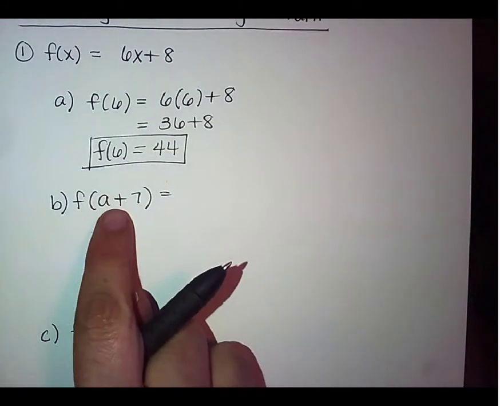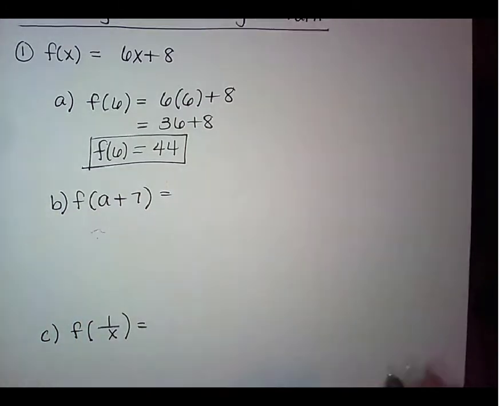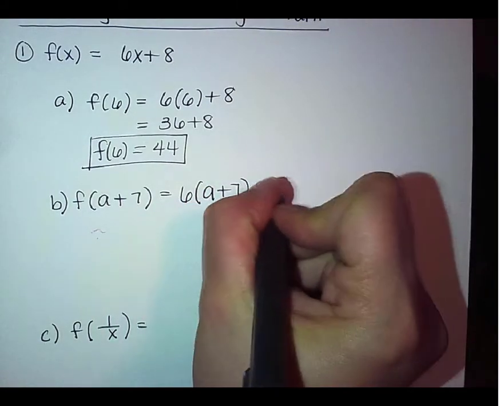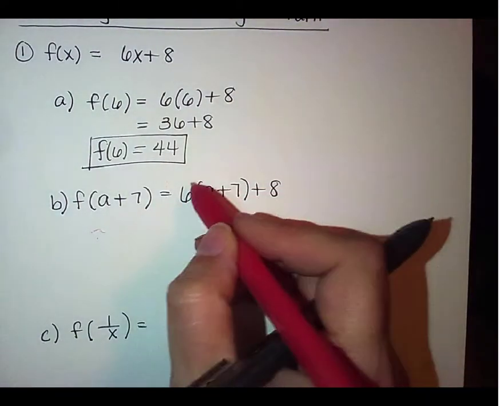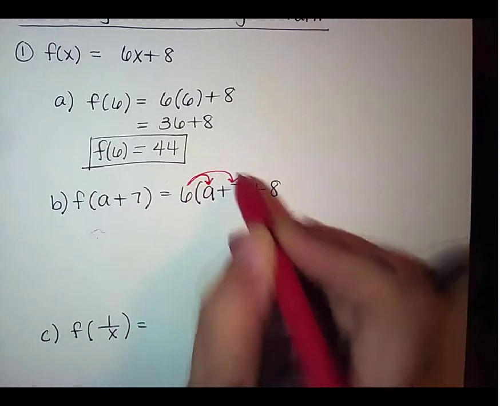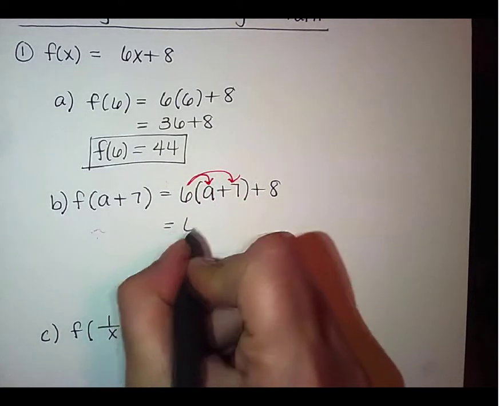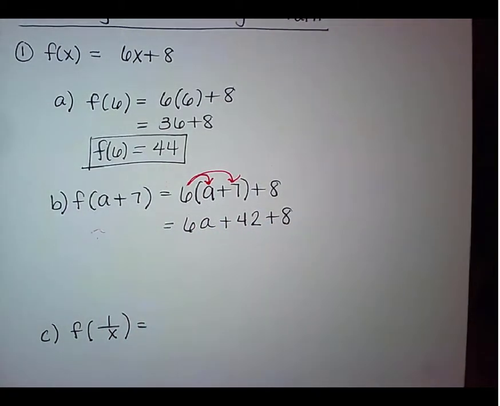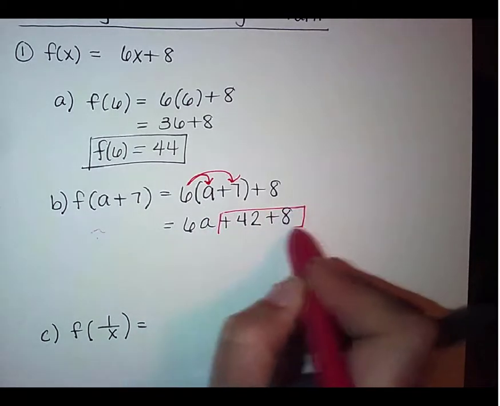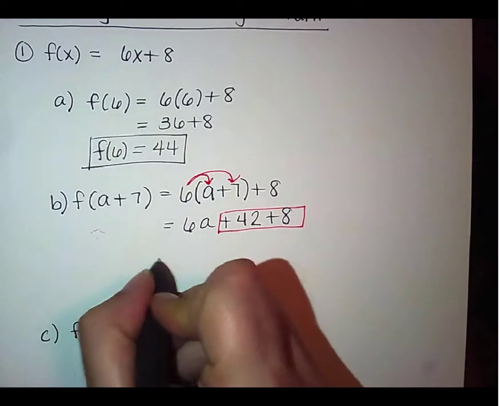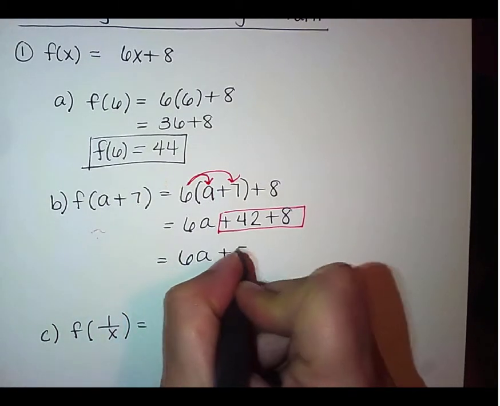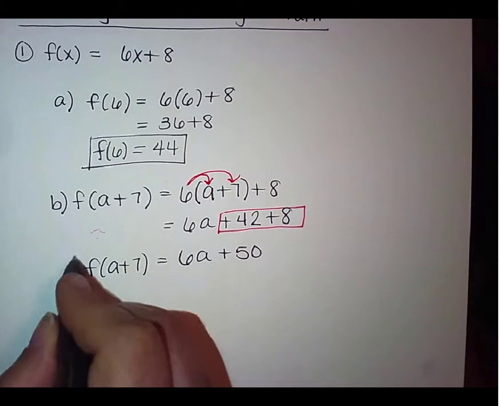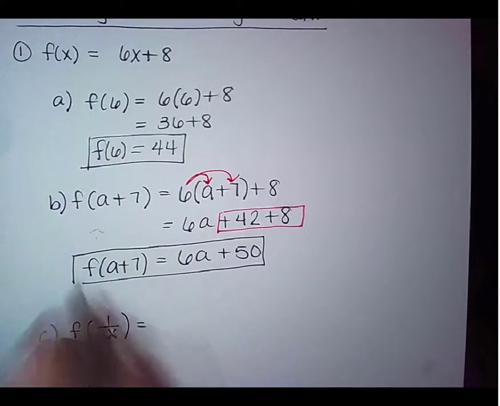Okay, same thing for a plus 7. Wherever I see an x, I'm going to put a plus 7. So it's going to be 6 times a plus 7 plus 8. Again, to simplify this down, we need to distribute the 6. So that's going to give us 6a plus 42 plus 8. And then again, combining like terms right here with the 42 and the 8. So that's going to give us 6a plus 50. So f at a plus 7 is the same thing as 6a plus 50.